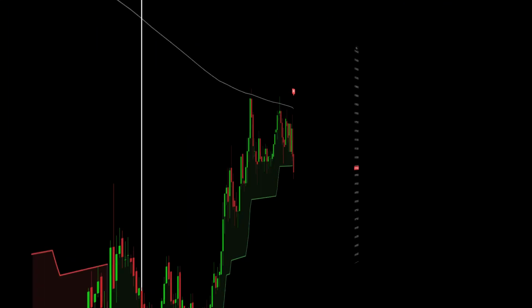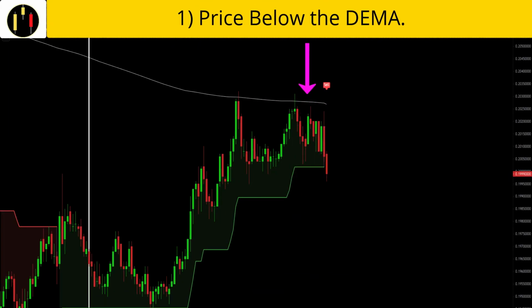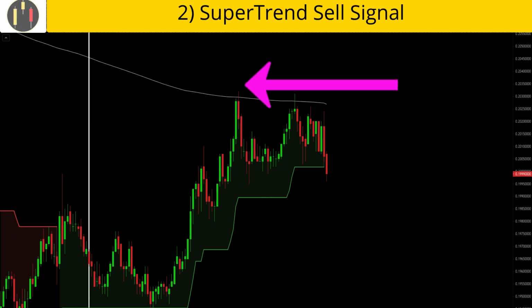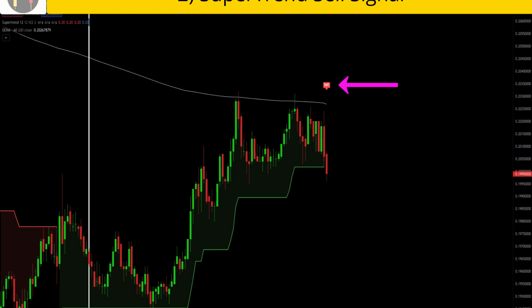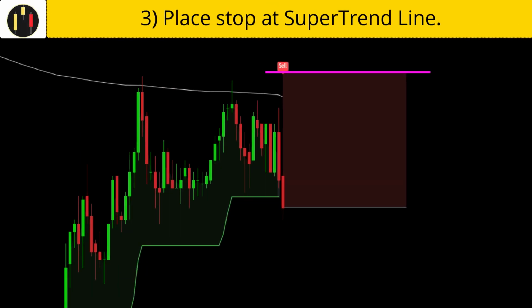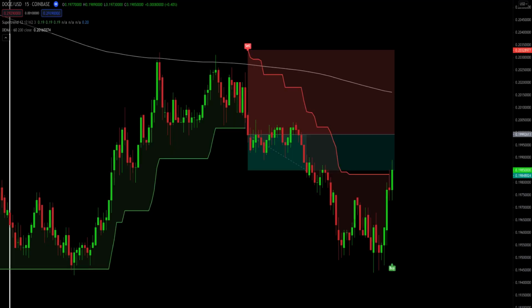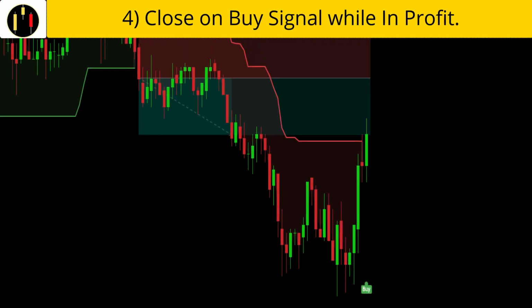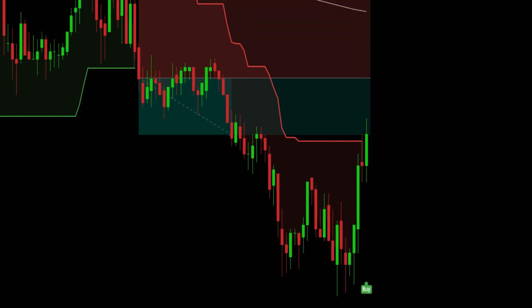Now we flip to shorts. This is what I will test for shorts. First, price must be under the double exponential moving average. Secondly, we are looking for a SuperTrend sell signal. Both happen on this candle here. This is our trigger. We place our stop above the trigger candle at the SuperTrend ATR level and exit when we get a SuperTrend buy signal in profit or break even. And this one closes in profit.